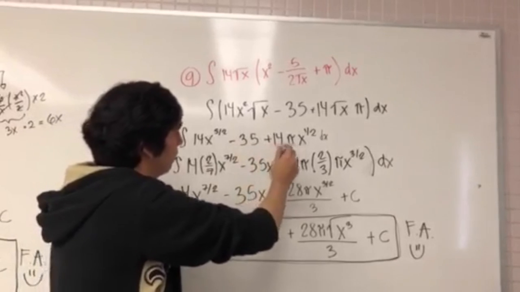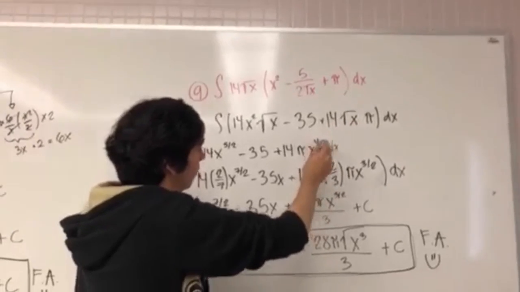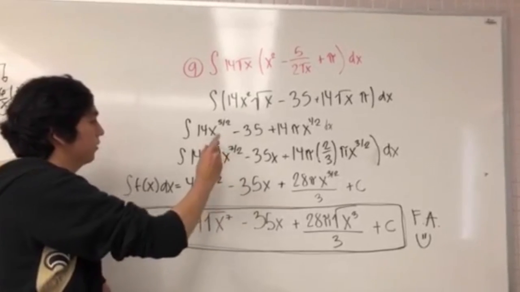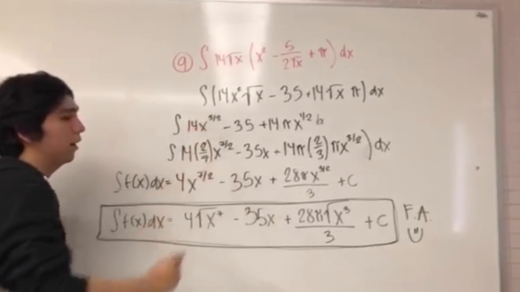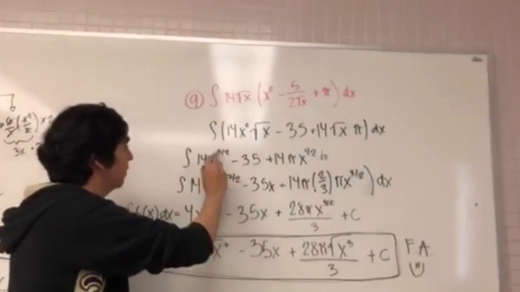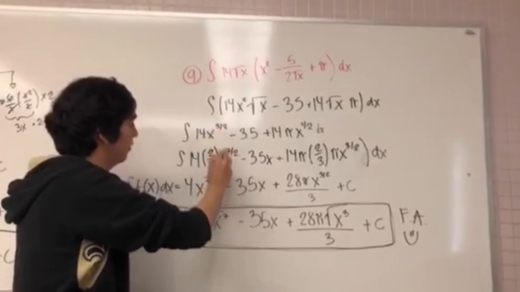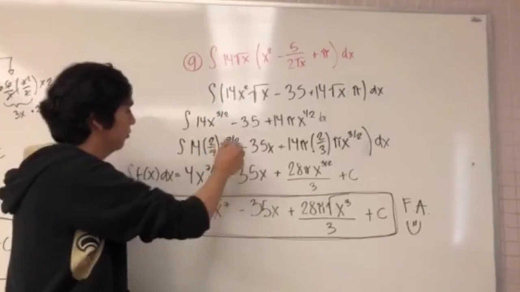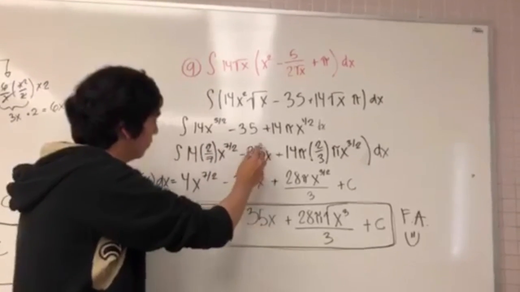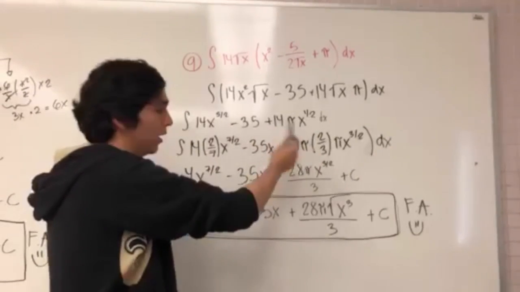It's going to be 14 pi times the square root of x, which is x to the 1/2, and we're going to start integrating. We know the rule that if you have a variable to an exponent of a fraction, you add the numerator to the denominator, and you're going to have 7 over 2, and you do the reciprocal, and you multiply it times your number. The negative 35, you just add an x, and you do the same step in the second one as you did in the first one.